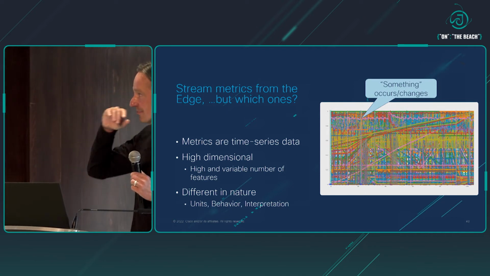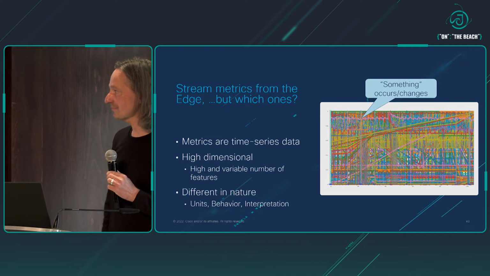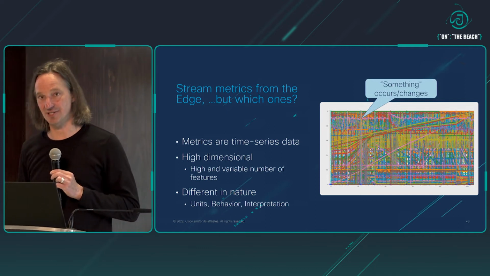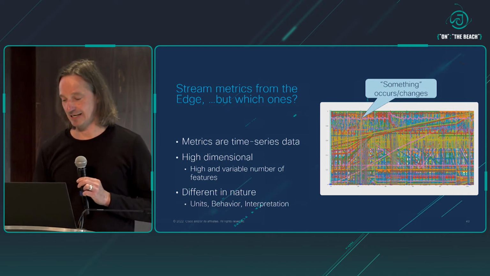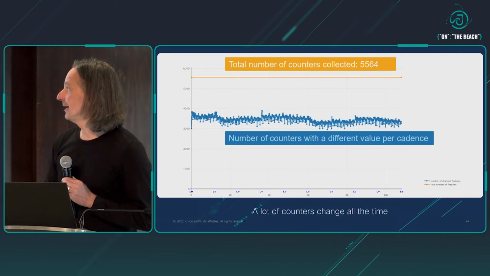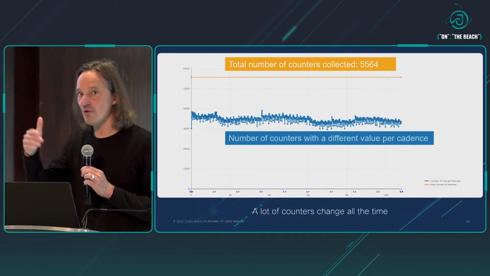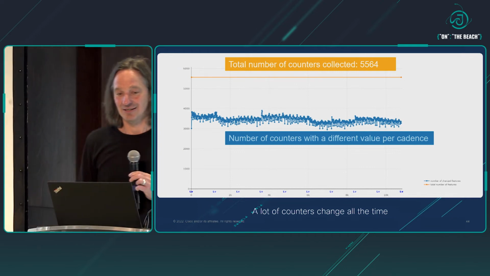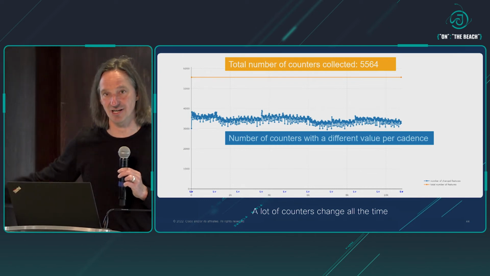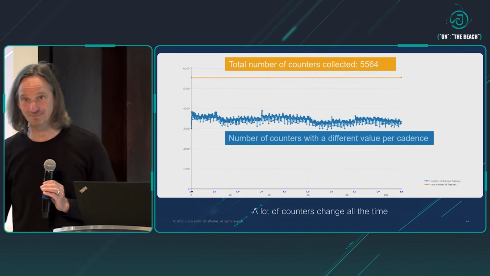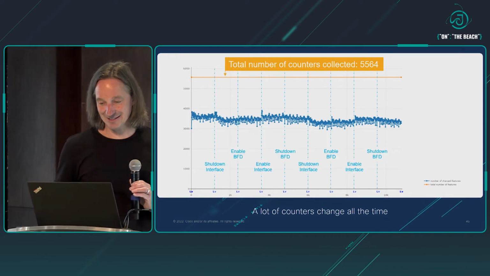It's a multivariate problem. It's really high dimensional. And all these counters are different in nature. They have different units, different behavior, and they interpolate differently. And you can say, well, just focus on the ones that change. Bummer. Out of 5,000 counters, roughly 3.5 change all the time, because they are counters. So that's not the problem.